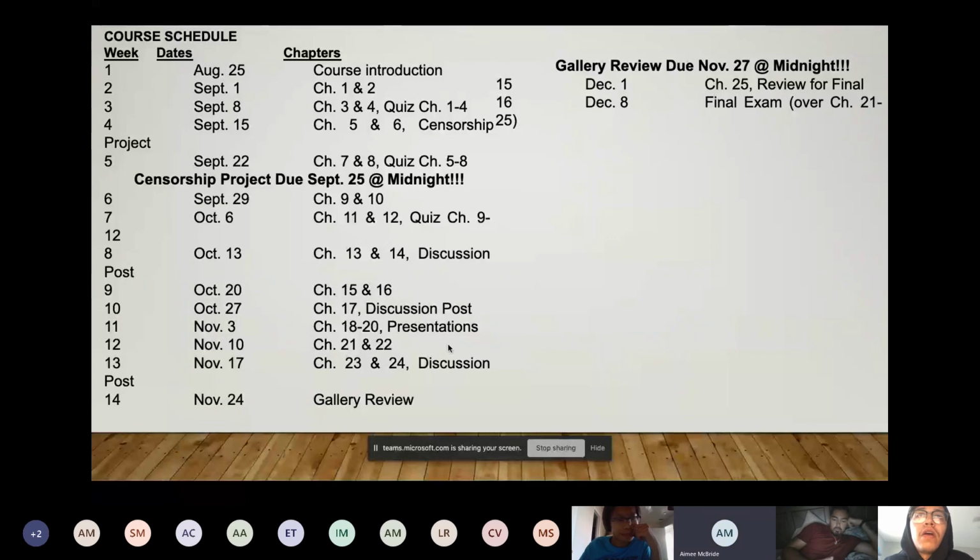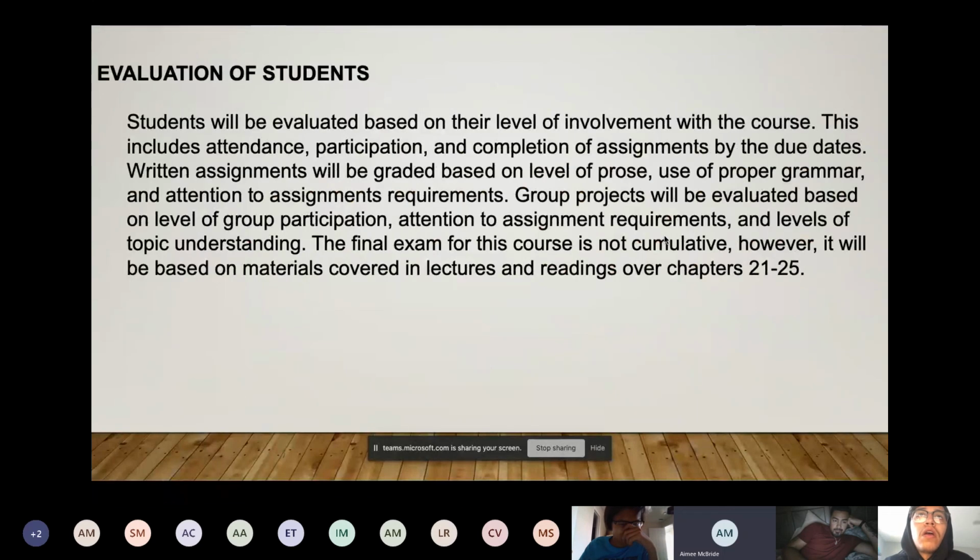Okay, then I'm going to move on, and I will go through how to find all of these things on Canvas in a second, just because I guess there have been issues today, because I've been getting a lot of questions. Evaluation of you guys: you're going to be evaluated based on your level of involvement with the course. Like I mentioned earlier, the amount of effort that you put into it is probably what you're going to get out of it. This includes attendance, participation, and completion of assignments by the due dates.